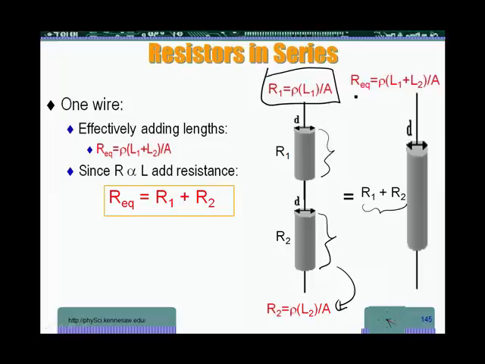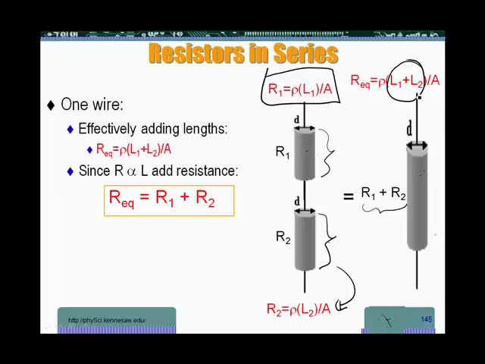Now look at the expression. What's different between this and this in terms of an expression? I have a longer one. But what's the length for this? It is L1 plus L2. So these two resistors are effectively the same as this resistor, that has the sum of the lengths.